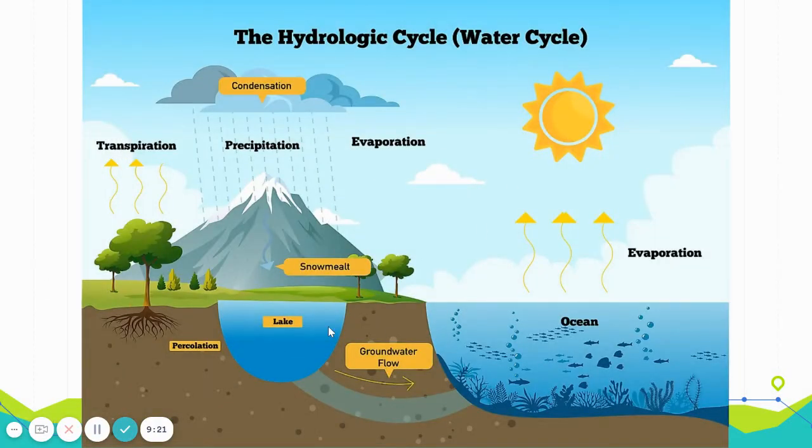So here is a picture of the hydrologic cycle. So you can see evaporation, water into a gas. Condensation creates the clouds. Precipitation, runoff is going to take that precipitation into lakes, into the ground, into the ocean. And then transpiration is through plants.